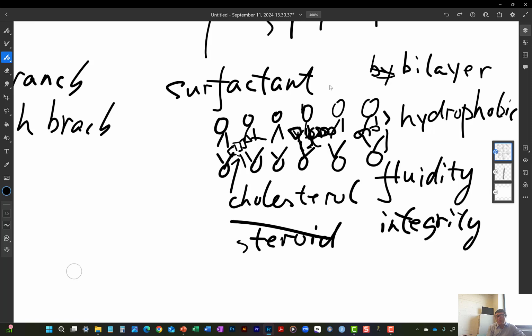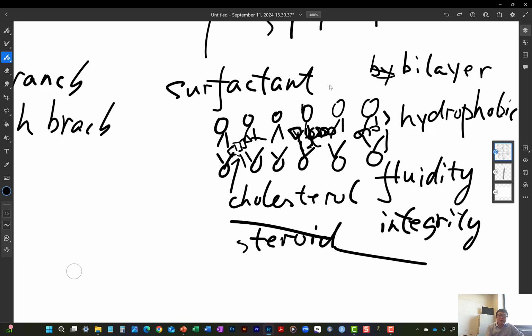integrity. Integrity means it's not easy to peel off a membrane. It's always sealed very well. Probably kind of like a sealant or silicone if you ever helped seal your window, something like that. Not exactly the same, but similar. So basically, cholesterol is very important to our body.